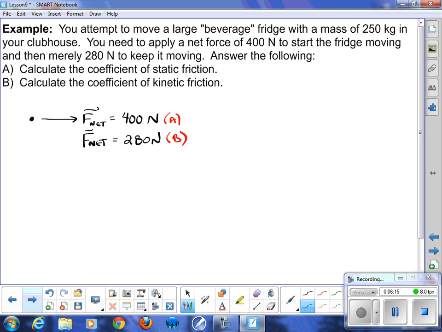What else is acting on our particular fridge? Well, we do have a force due to friction. We have our force due to gravity. And we'll have our normal force. Oops, that would be force of friction, which is not in the vertical direction, so normal force. Excuse me. So there is our diagram for both questions A and B.